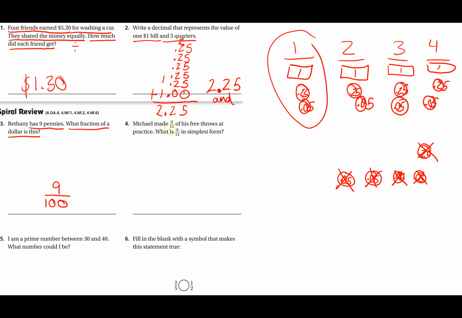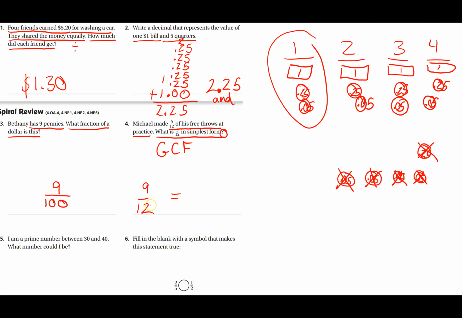Number 4, Michael made 9/12 of his free throws at practice. What is 9/12 in simplest form? So we need a fraction that's equal to 9/12, but is in simplest form. So we need to find the greatest common factor, or the GCF, for the numerator 9, and the denominator 12. So I pull out 9, I pull out 12, and I find the factors. So factors are just the numbers you can multiply together to get that particular number.